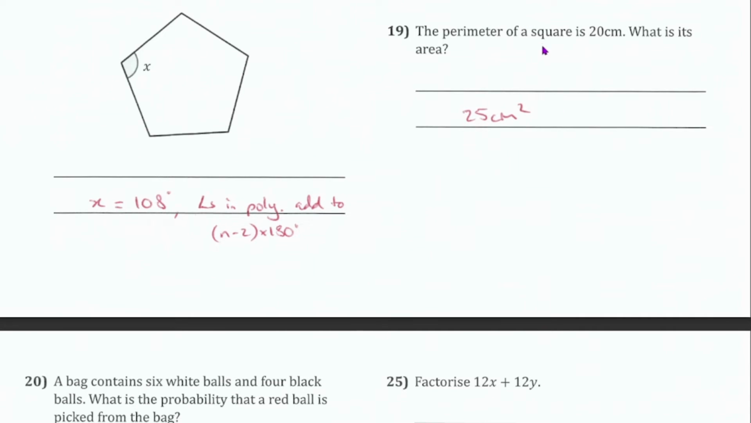Here you've got the perimeter of a square is 20 centimeters. What's its area? Well, there's 4 sides to a square, all the same size. 20 divided by 4 is 5 centimeters, so that square's side is 5 centimeters long. Its area, therefore, is going to be 5 times 5. 5 times 5 is 25, in this case 25 centimeters squared.